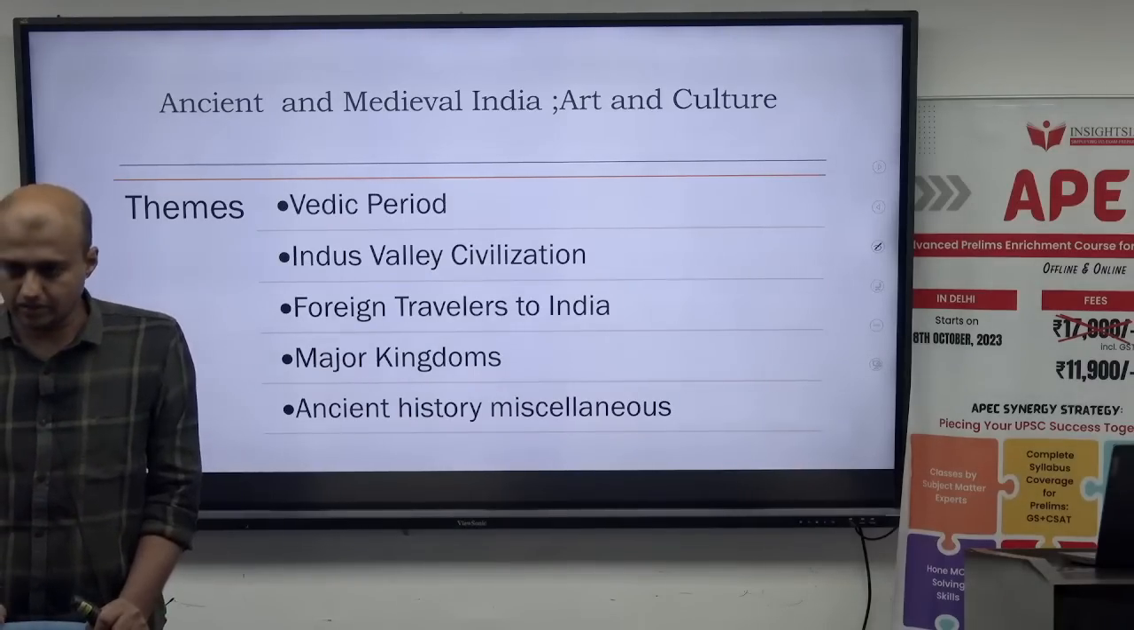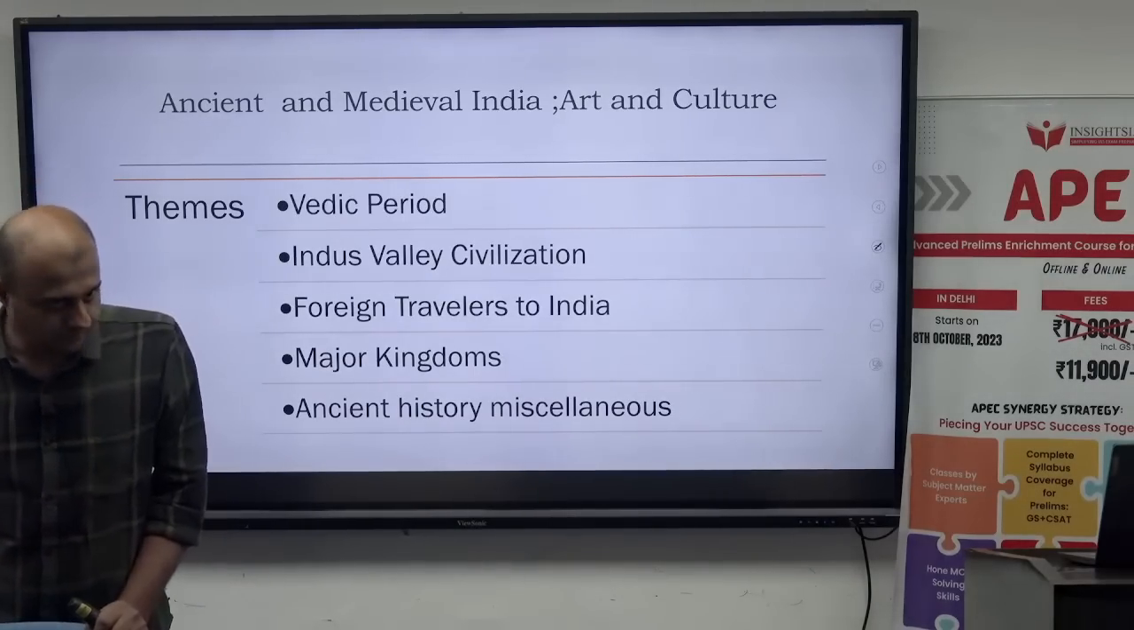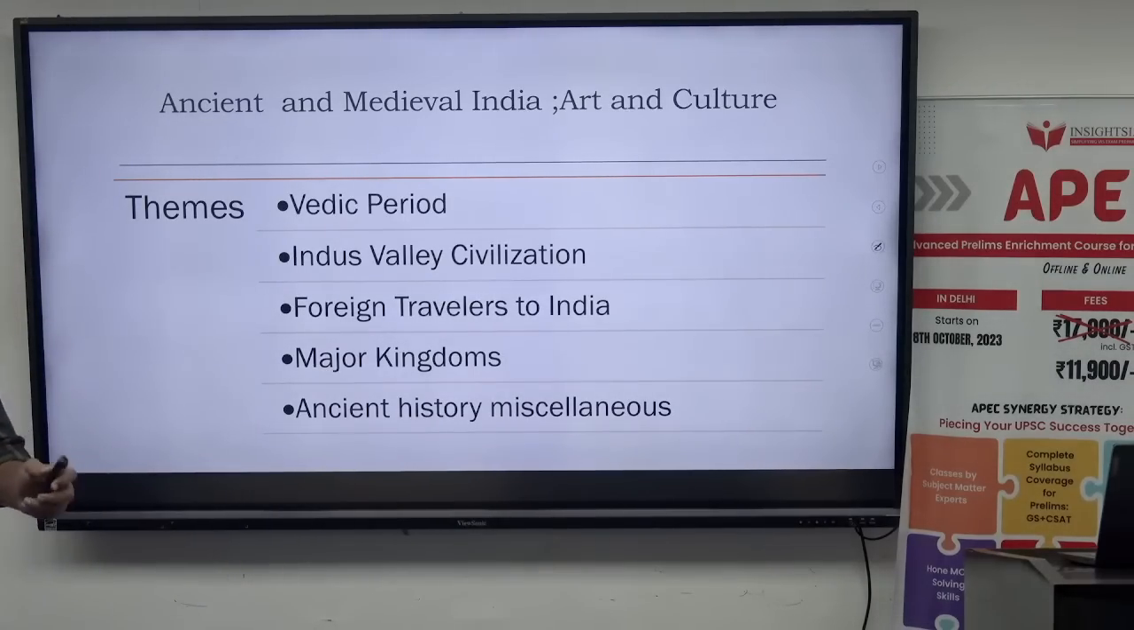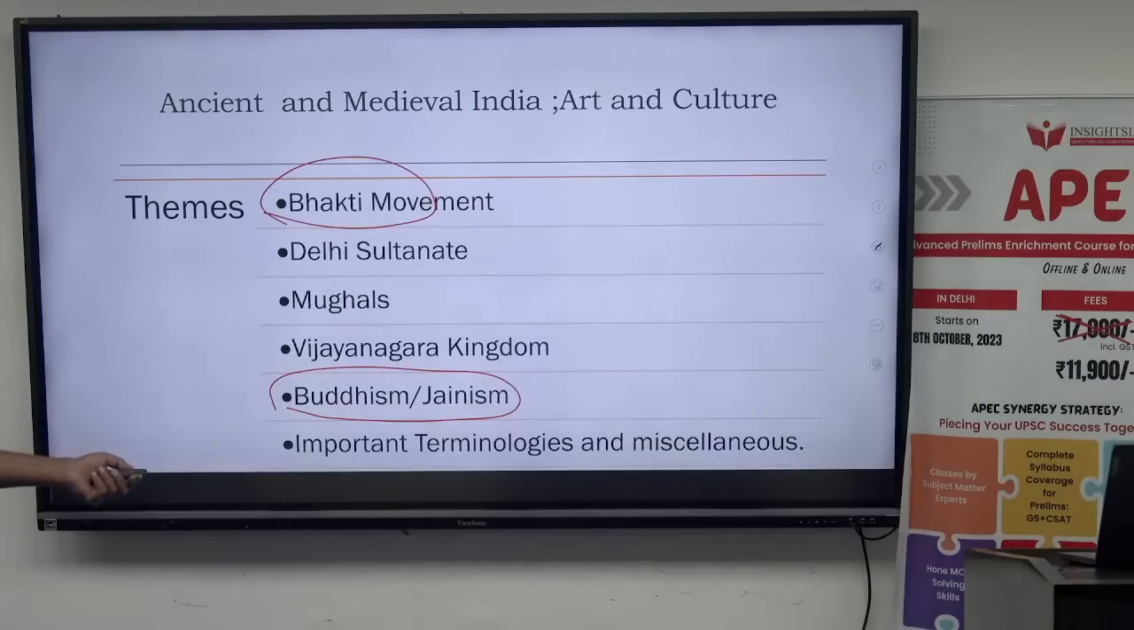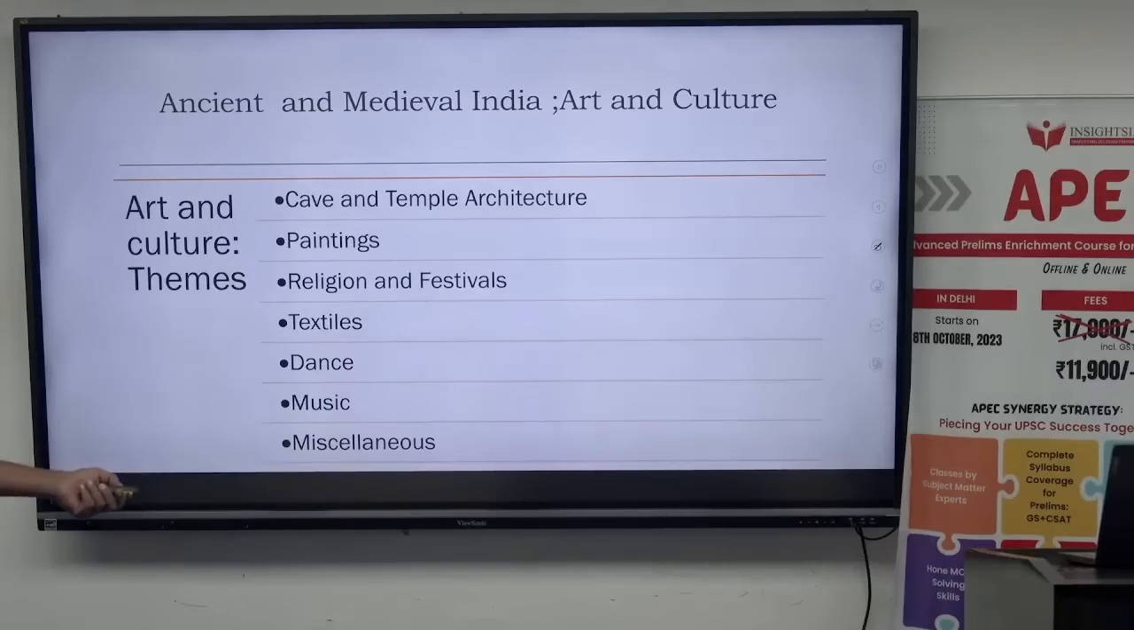All of that is interlinked. Always make sure that you study together. So that is with respect to especially ancient and medieval. I am not going to get into all these single details, every single question, architecture, paintings.